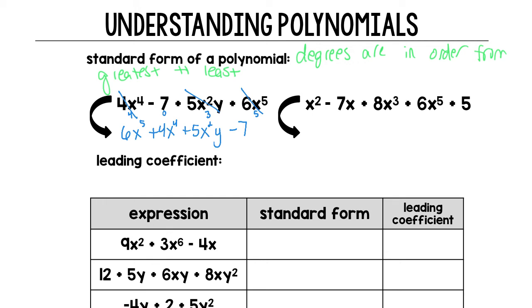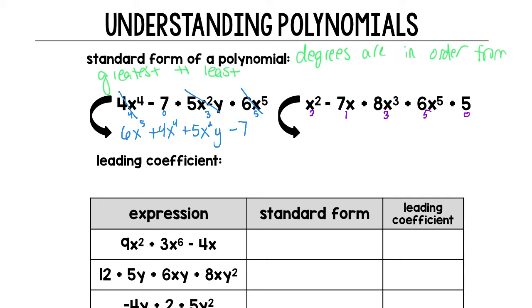Pause here, try this next one on your own, really similar. Find the degrees of every term and then put them in order from biggest to smallest. Ready, set, go. All right. So x squared has a degree of 2. 7x has a degree of 1. 3, 5, 0. We can't combine any like terms.